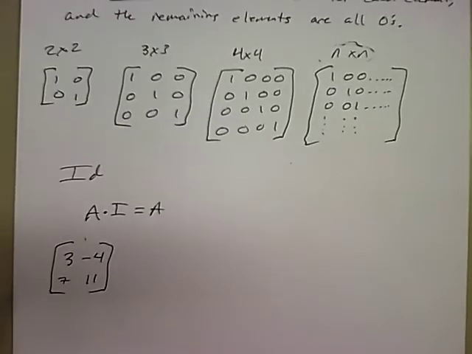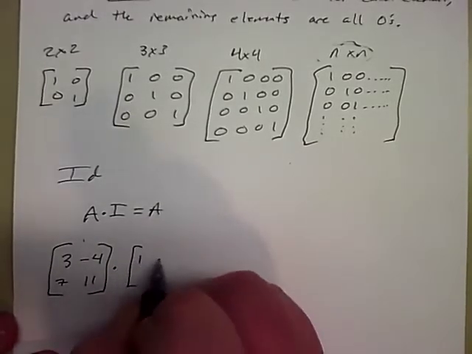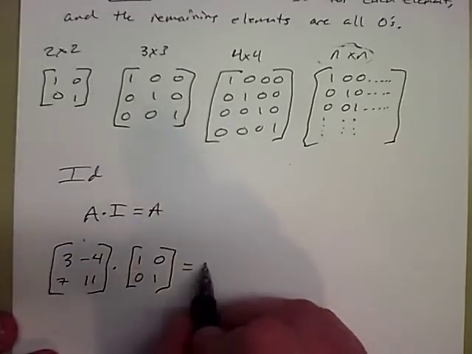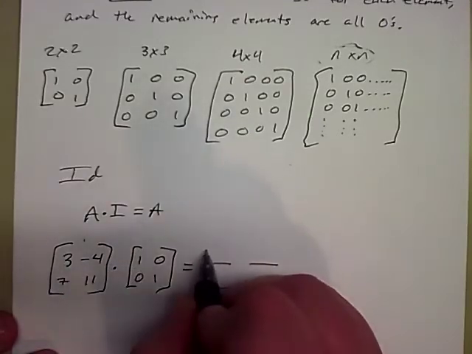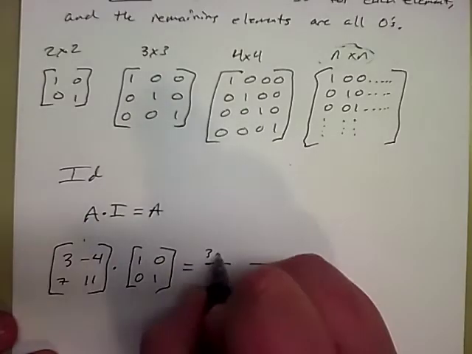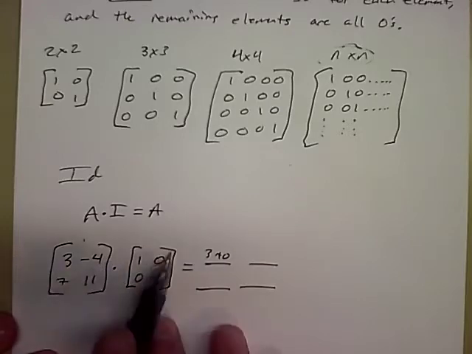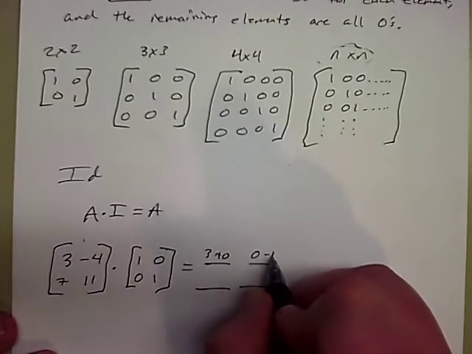We multiply that with the identity matrix, 1, 0, 0, 1. So I have a 2 by 2 times a 2 by 2. The result's going to be a 2 by 2. Row the first, column of the second. So 3 times 1 is 3. Negative 4 times 0 is 0. Row the first, column of the second. 3 times 0 is 0. Negative 4 times 1 is negative 4.